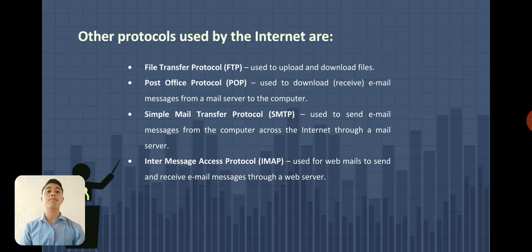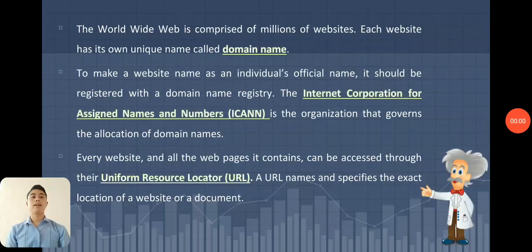Third one, we have Simple Mail Transfer Protocol, or SMTP, which is used to send email messages from the computer across the internet through a mail server. And the last one is the Internet Message Access Protocol, or IMAP. It is used for web mails to send and receive email messages through a web server. So let's dig into it deeper.